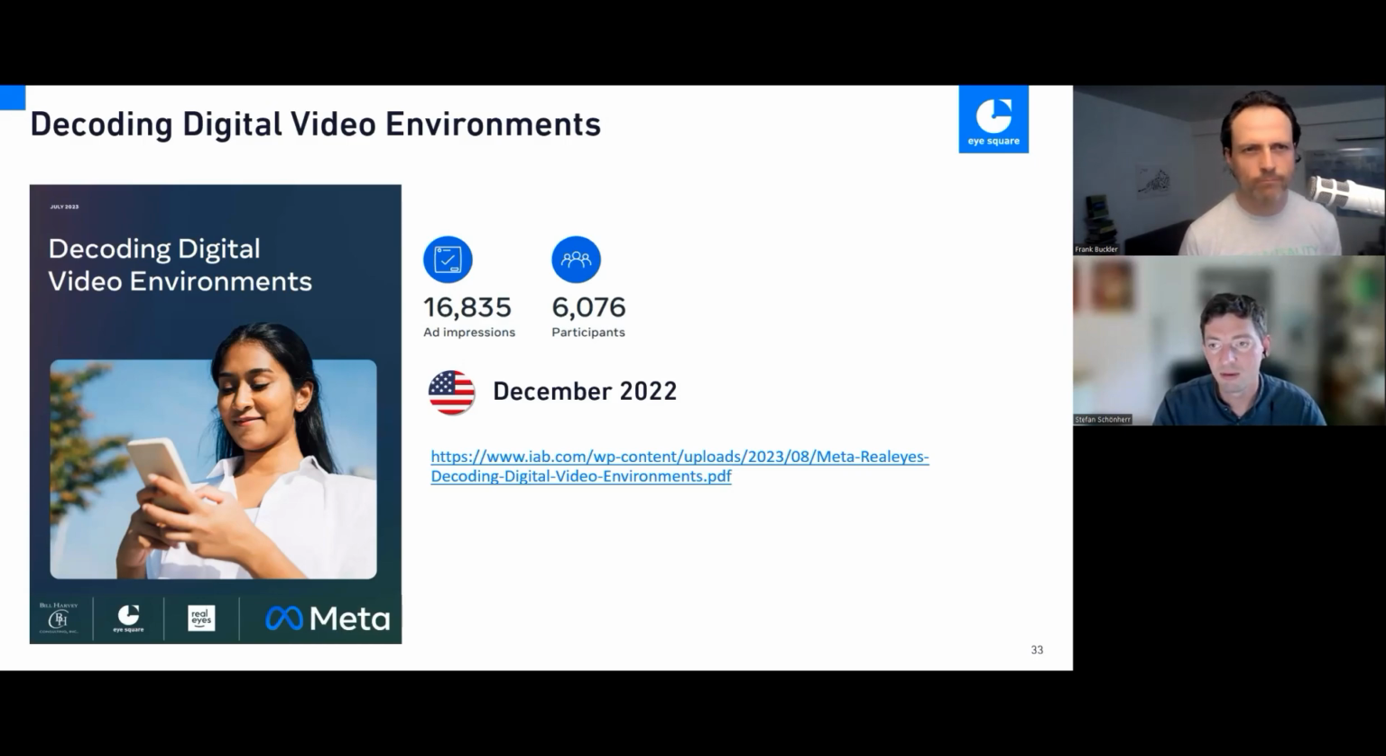And Real Eyes has a setup where they can measure attentive seconds towards the screen and emotional reactions via webcam. Together with Meta, we did a huge study. You see over 6,000 participants here with almost 17,000 ad contacts. So a lot of stuff we did here. This one is also published. It was a winning paper at the ARF this year, so you can also download it afterwards.